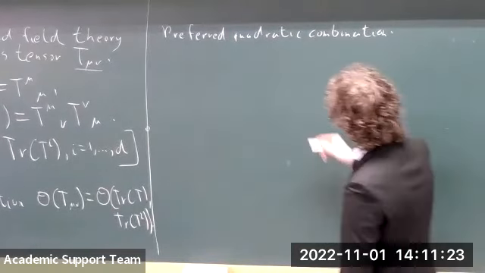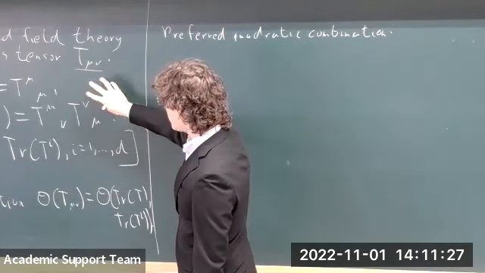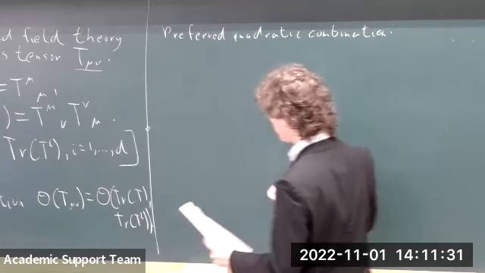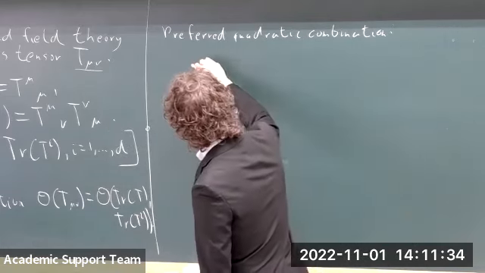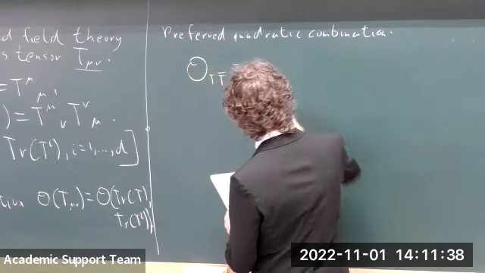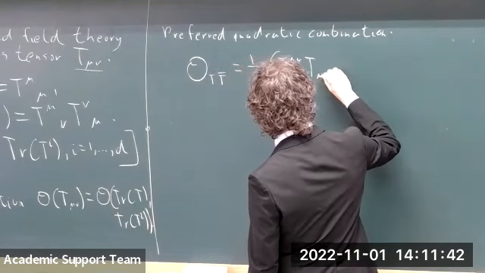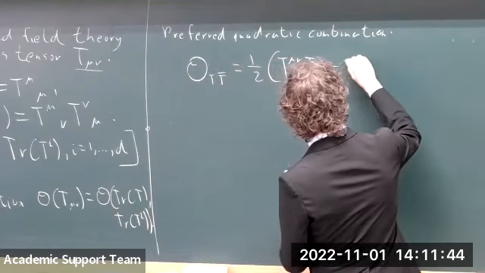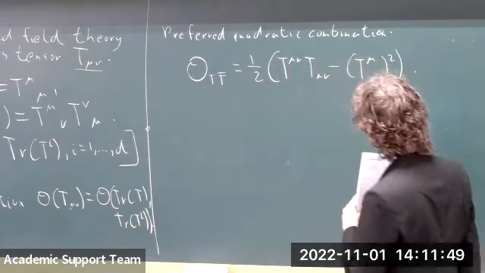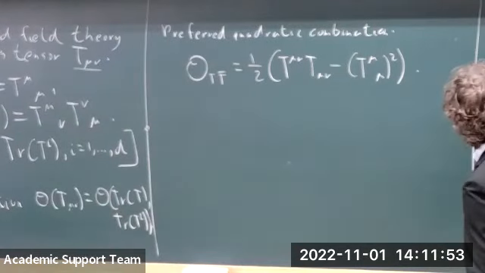So a generic combination would be a sum of some C1 times the trace of T squared and some C2 times the second combination, the trace of the square of T. But there's a preferred choice of those coefficients, which defines this T T-bar operator, which can be written as 1/2 times the trace of the square minus the square of the trace. So this is a particular choice of the coefficients.